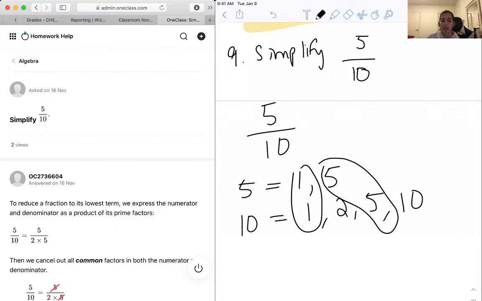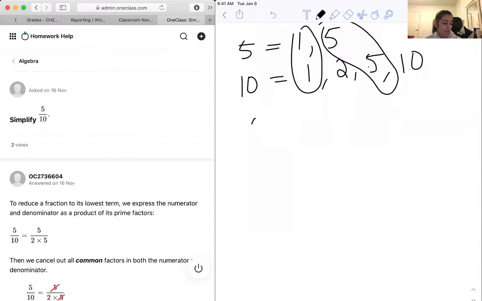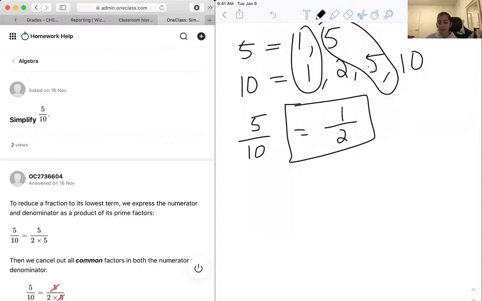So if we divide by 1, we're going to end up with the same answer, 5 over 10. So now we have to divide by 5. If we divide this by 5 and divide this by 5, we are left with 5 divided by 5 is 1, and 10 divided by 5 is 2. So we can write that as 5 over 10 is the same as 1 over 2, but simplified. And that is our final answer.